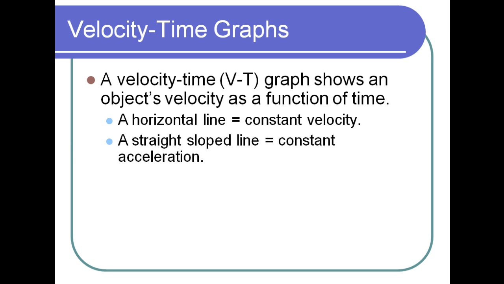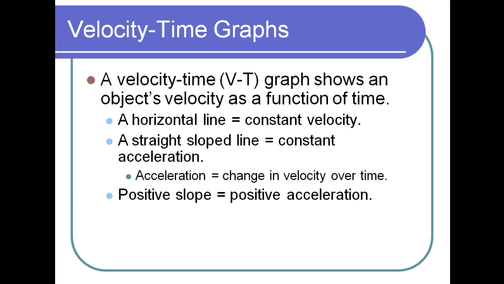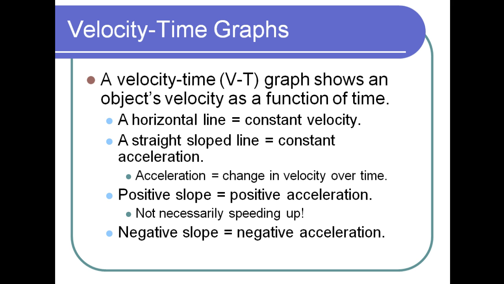So a straight sloped line equals constant acceleration. So acceleration is a change in velocity over time. So the slope of a velocity versus time graph gives us the acceleration of an object. So positive slope, we get a positive acceleration. Not necessarily speeding up. Well, it's positive acceleration. A negative slope is negative acceleration and not necessarily slowing down.